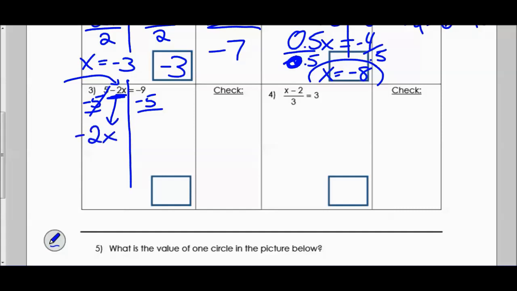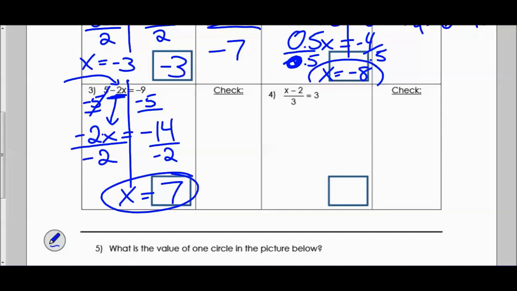Negative 2x equals whatever that subtraction is. That's negative 14. And now we have multiplication. We're going to divide by the exact same number. We're doing the opposite operation. So the opposite of multiplying by negative 2 is dividing by negative 2. And there, x has to equal a positive 7.